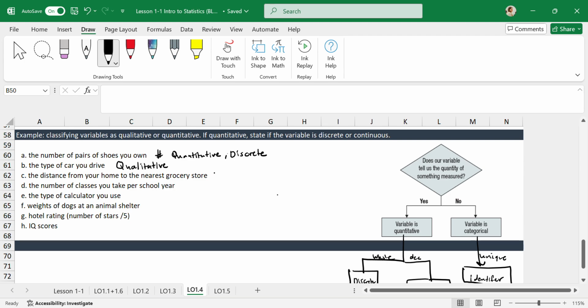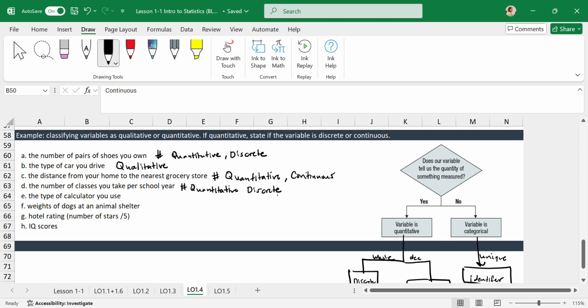Distance from your home to the grocery store, that's a number that you measure, so it's quantitative. And it can have a decimal, so it would be continuous. You could say it's exactly 2.5 kilometers, so it could have a decimal, it's continuous. The number of classes you take per school year, that's a number, but it should be a whole number, right? You don't take half a class, you should take a whole number of classes, so that would be discrete.